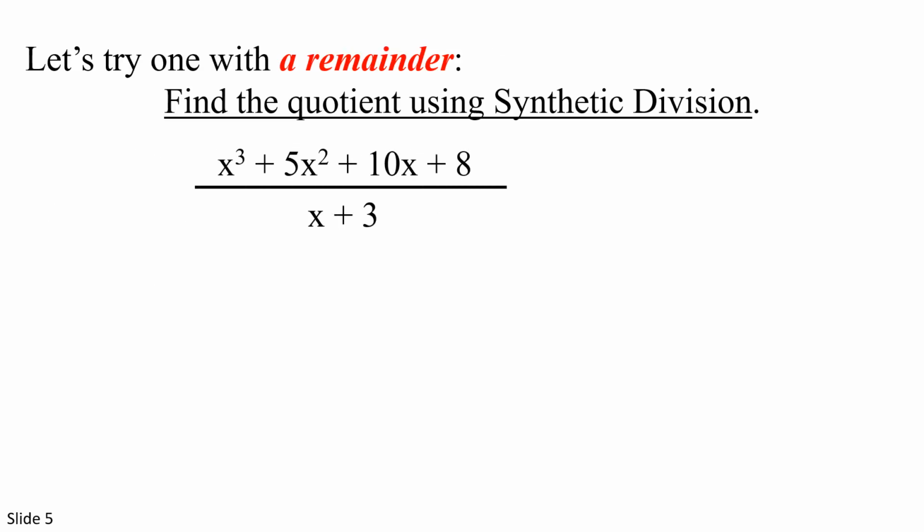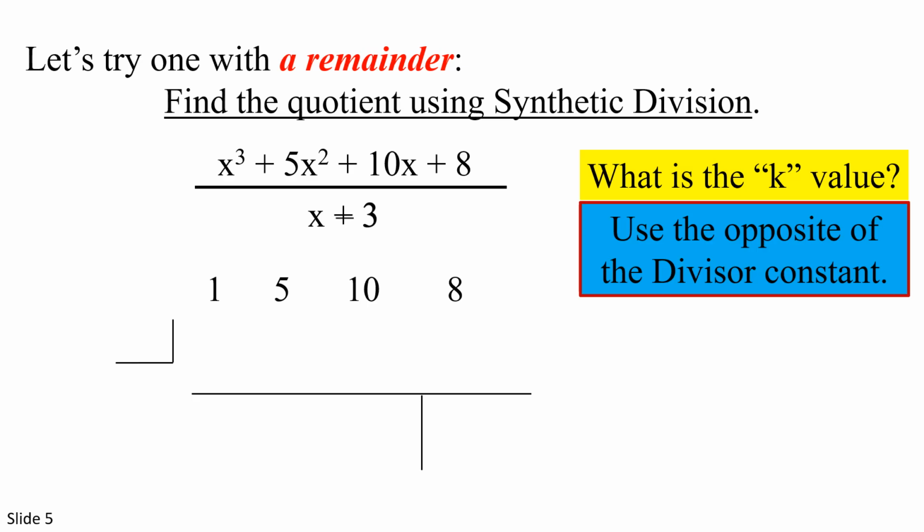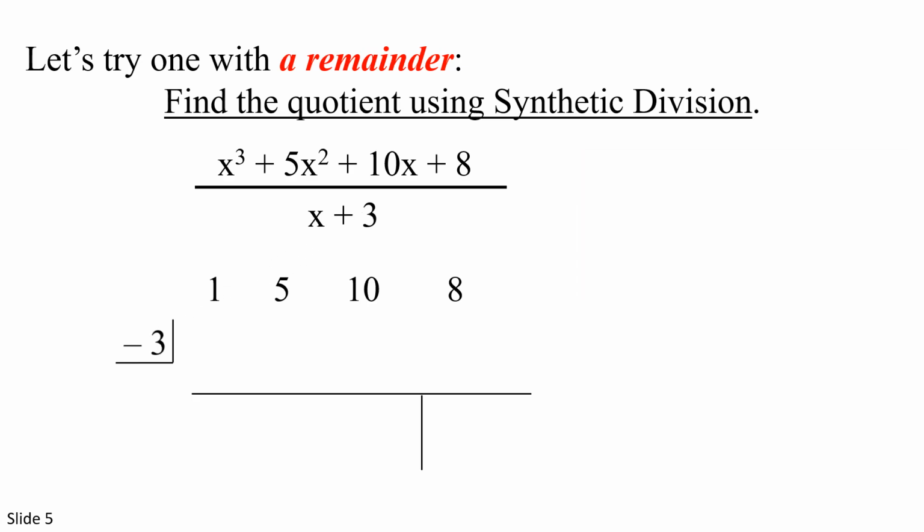All right, now let's try one that has a remainder. So x cubed plus 5x squared plus 10x plus 8 divided by x plus 3. So again, we grab the numerator's coefficients, 1, 5, 10, and 8. We mark off that last space underneath the 8 because we're dividing by a linear, power 1 divisor, and we have a corner space, which is our k value. So we grab the k value, which is the opposite of the divisor's constant, which is -3.